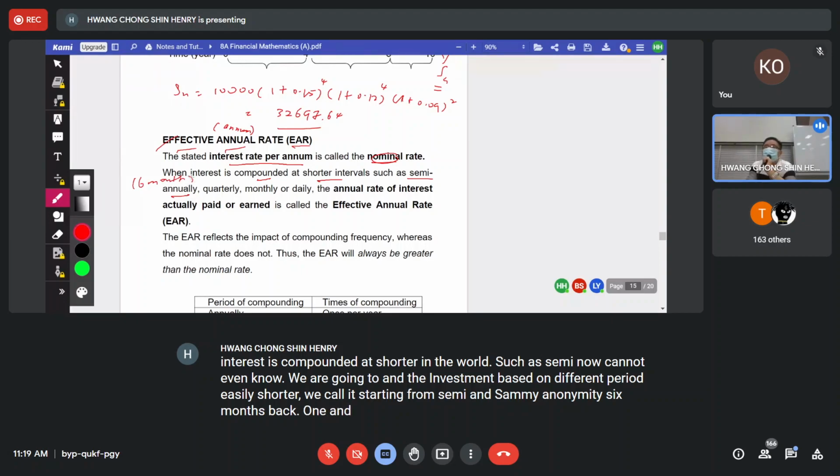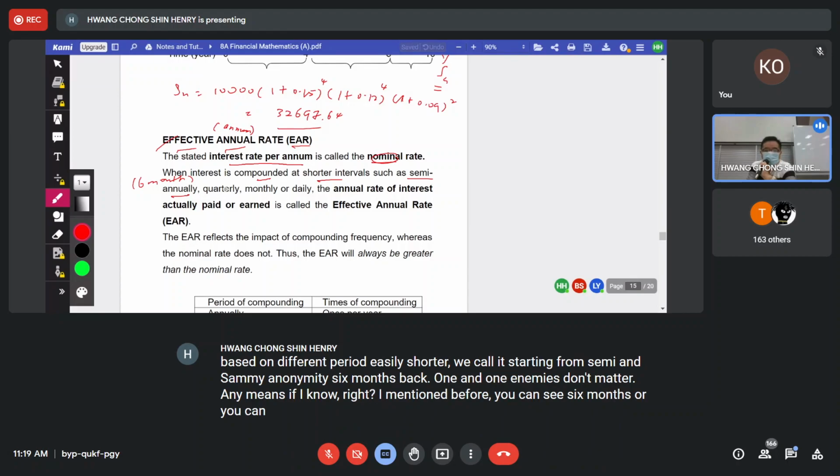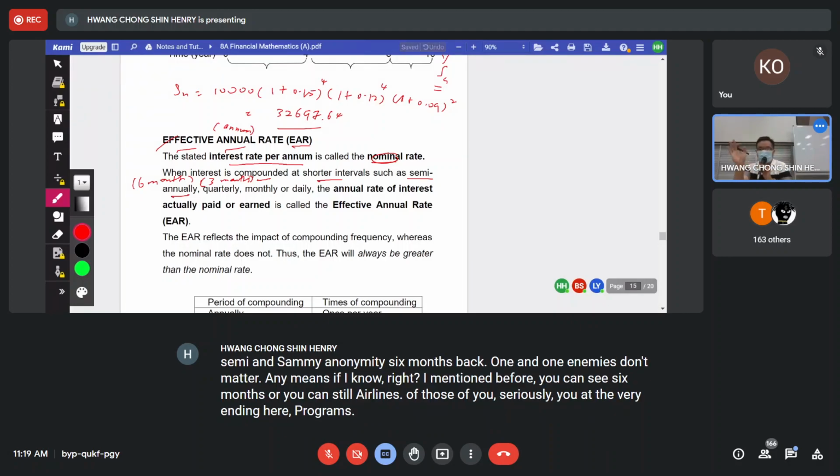One annual means 12 months. Semi means 6 months, right? I mentioned before, you can say 6 months, or you can say quarterly. Quarterly means 3 months. Or those of you, seriously, you never heard about FD? FD, what you call in Mandarin? 定期. Go and ask your parents. Very popular one. Monthly, daily. All these are different shorter periods.